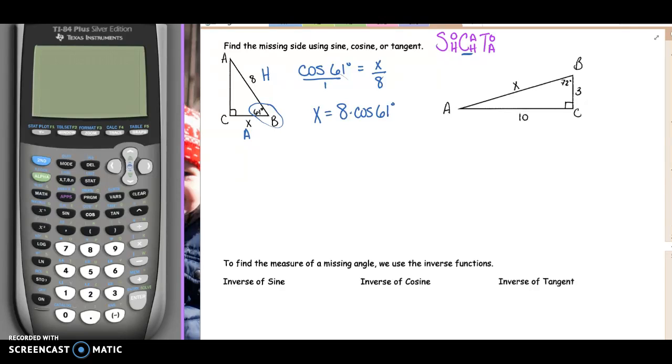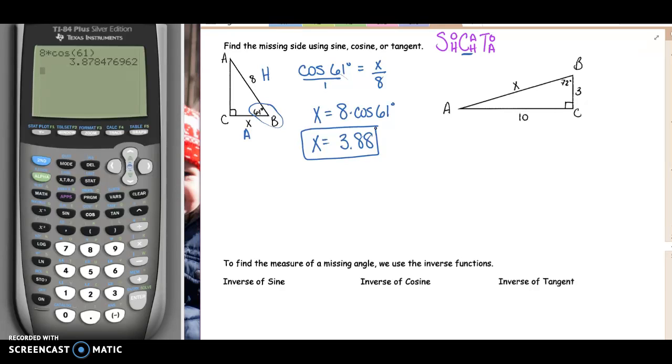Now that our calculator is set up correctly, we can do 8 times cosine button 61, and x should equal approximately 3.88. And then we'd use whatever label was on there. If it was inches, it's 3.88 inches. There's no label here, so we don't need a label. Let's look at the next example.